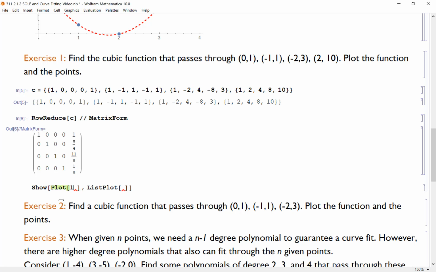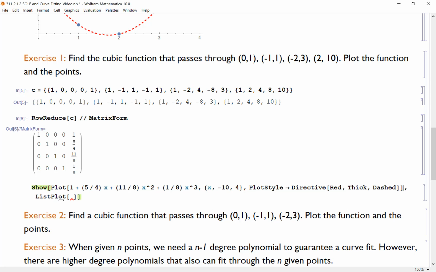Similarly to our example, I'm going to first define my cubic here. So I had 1 plus 5/4 x plus 11/8 x squared, and so on. This time I want to include all my points. I'm just going to go from negative 10 to 4. And I liked the aesthetics from last time, so I'm going to use the directive again: red, thick, and dashed.